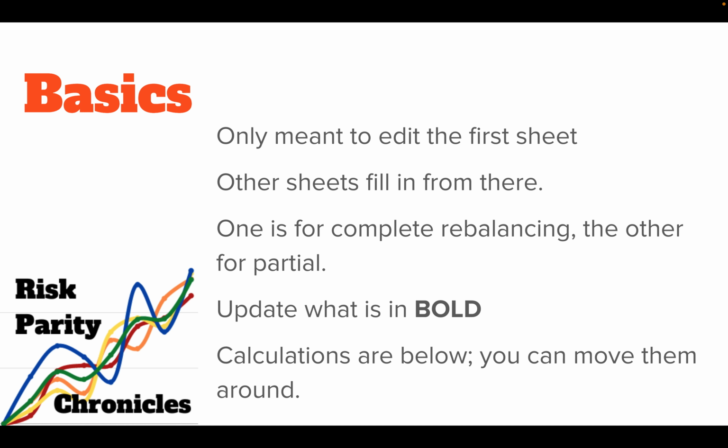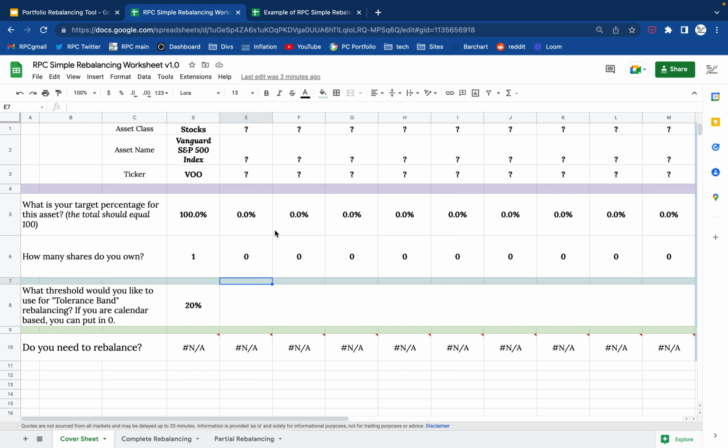So how does it work? Let me go to the spreadsheet as you will download it. It'll make a copy and it should look something like this. And when I say only update what's in bold, this would be it. These boxes here and this one here.